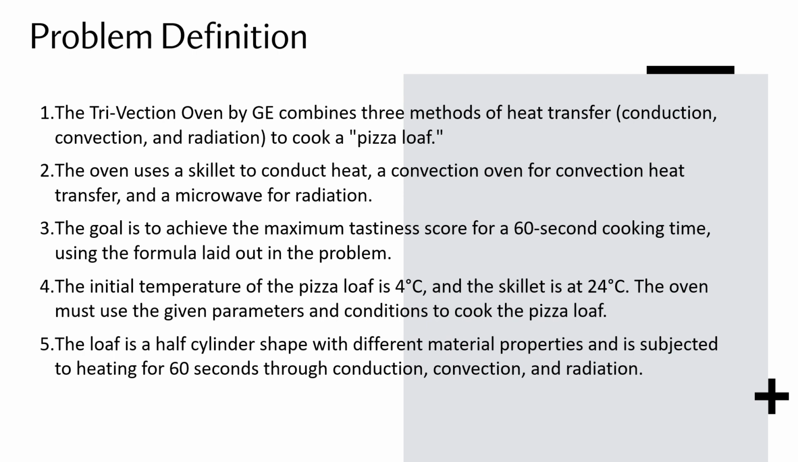The pizza loaf is a half-cylinder shape with specific material properties and initially at 4 degrees Celsius. The oven needs to heat the loaf for 60 seconds with the given parameters for the skillet, convection oven, and microwave. The final tastiness score is calculated based on the formula that takes into account the temperature, density, and mass of the loaf. I primarily focused on writing the FlexPDE code and helping modify the code too. I also helped in writing the report and making the flowchart in the report.